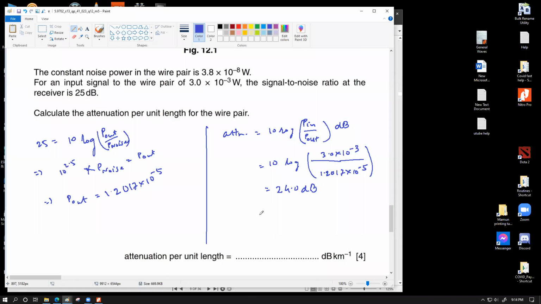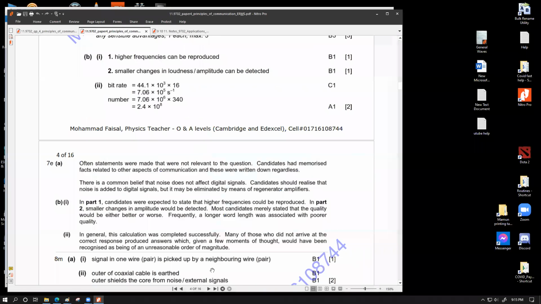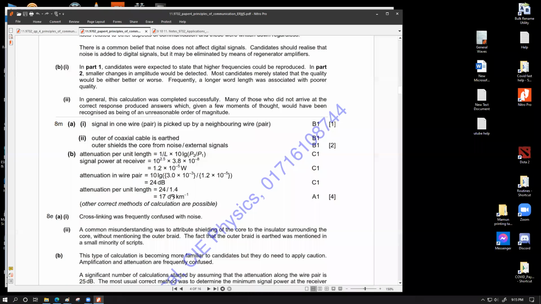Oh no, sorry, I don't have to do this double because the question is asked for the per unit length of the wire pair, not for a single wire pair. I don't have to do that. Sorry, my bad. I misled you. So 24.0 divided by 1.4, 70.1. Am I correct? Yay!